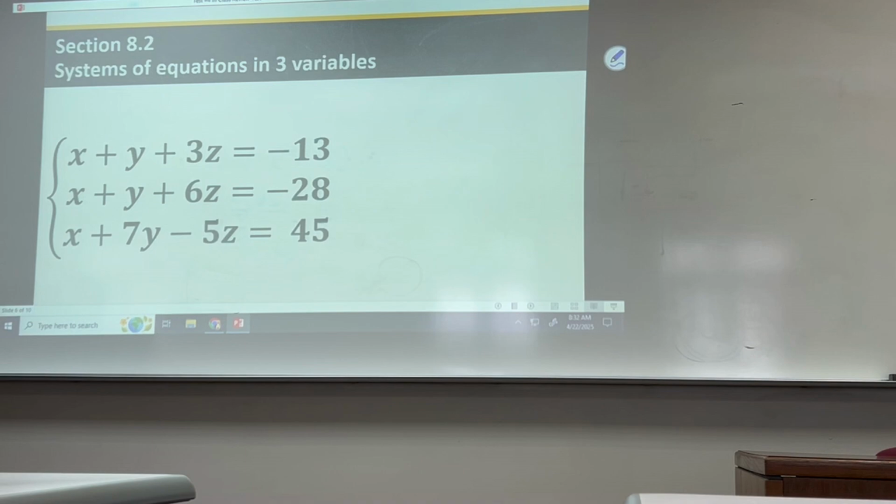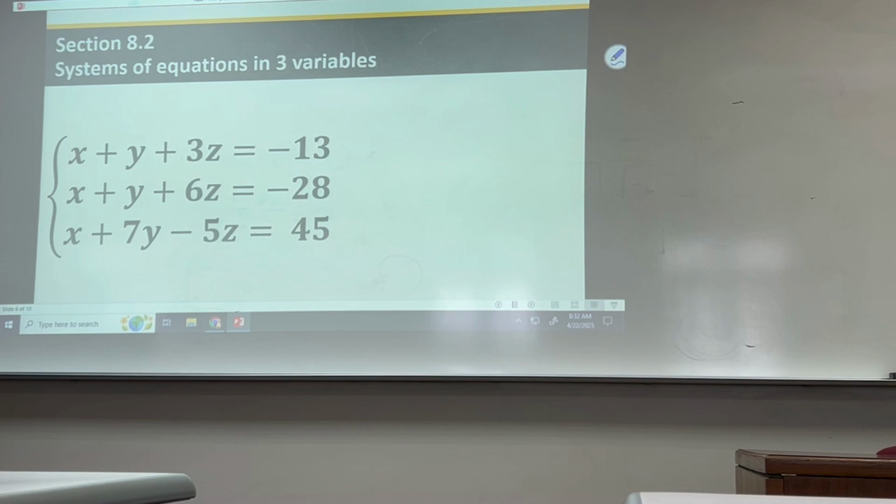Then we went to the first 2 equations. You know, step 1 was reduce the system to 2 equations, 2 unknowns, right? And then it had a bunch of bullet points. The first bullet point said pick 2 equations and eliminate a variable. So if we pick the first 2, x plus y plus 3z equals negative 13, and then x plus y plus 6z equals negative 28. And which variable do you want to get rid of?